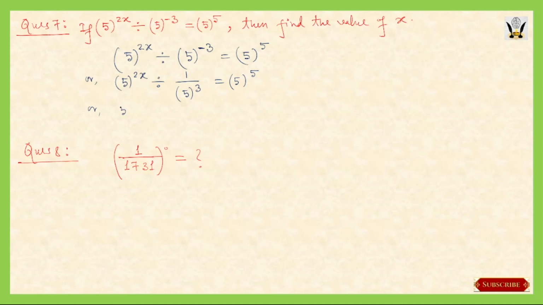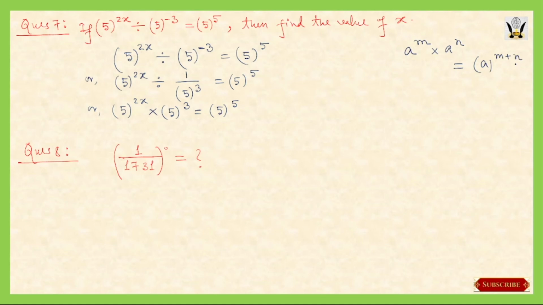So here it will be 5 to the power 2x. Since we are dividing, we will now multiply by the multiplicative inverse of this number, so it will be 5 to the power 3 only, and that will be equal to 5 to the power 5. Now if we use the law of positive integral exponents, a to the power m multiplied by a to the power n, where the base is the same but the exponents are different, is equal to a to the power m plus n.